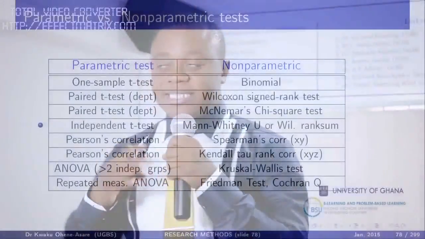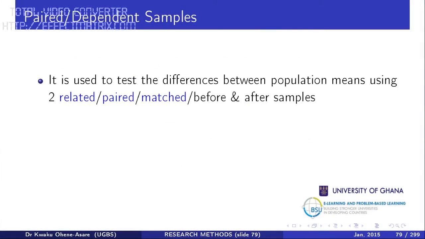Let's get a bit excited about it and let's get deeper. So this is a paired sample. It's also called dependent, remember the name. It's also called repeated sample.